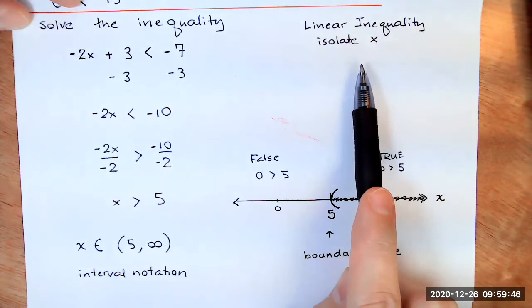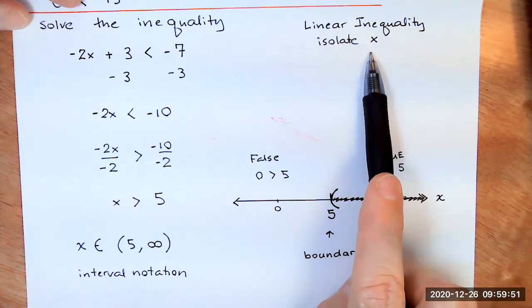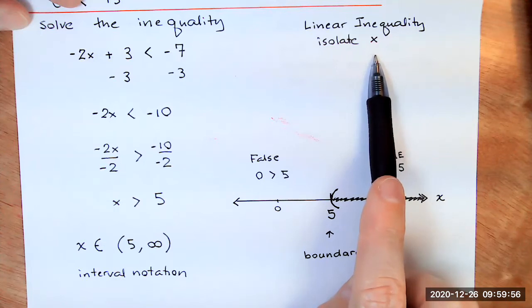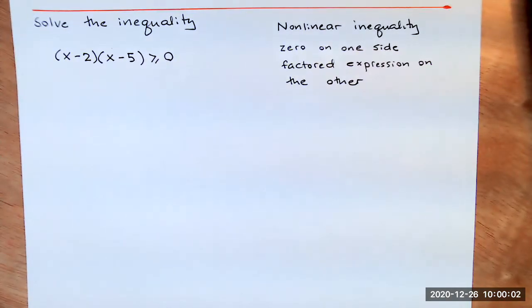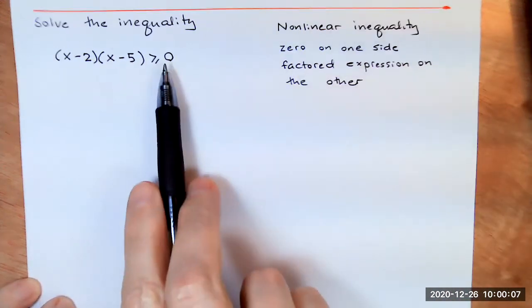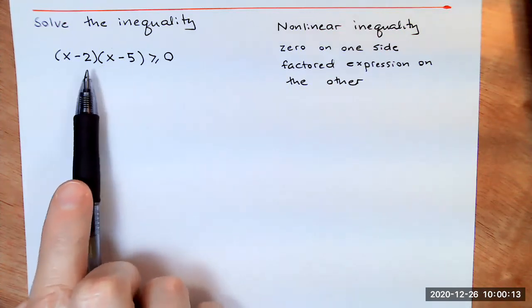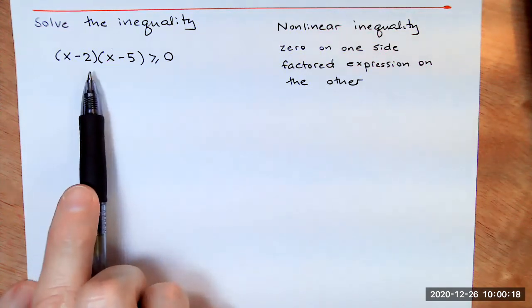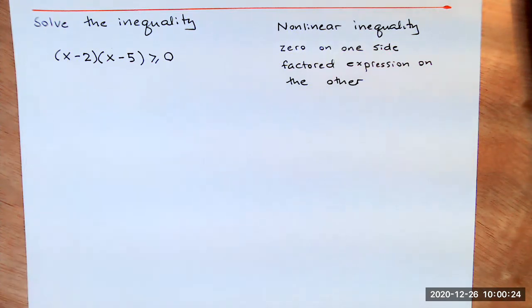All right, so let's contrast. When you solve a linear inequality, you isolate x, which is just like when you're solving a linear equation. When you're solving a non-linear inequality, you do it like you solve a non-linear equation: you're going to get 0 on one side, and you're going to factor the other side. So this one's basically solved for us. The only work we need to do now is to graph the solution set and write it in interval notation.